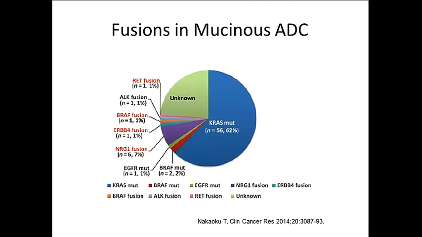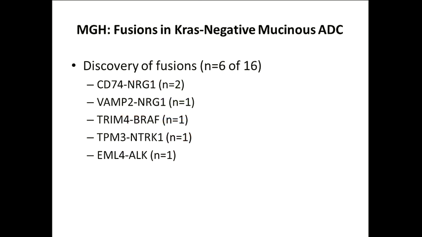Then the Japanese group followed soon after with another paper showing RET fusions, BRAF fusions, ERB4 fusions on top of neuregulin fusions within this mucinous subtype. We were scooped by both of those papers, but we also have, out of 16 KRAS negative cases, 6 novel fusions, including 2 different neuregulin fusions, BRAF, NTRK1, and ALK.